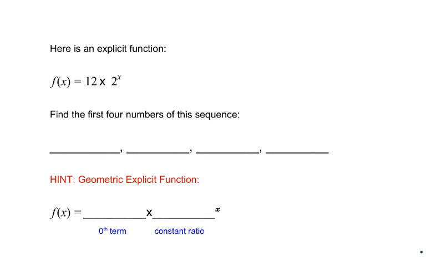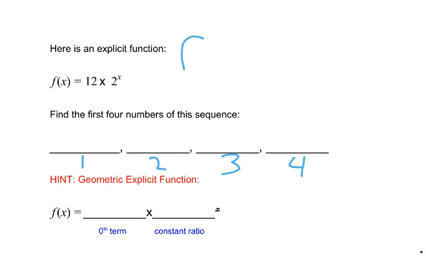When given an explicit function and asked to find the first four numbers of the sequence, there are two different ways that you can go about doing this problem. The first is to remember that this is my first term, this is my second term, this is my third term, and this is my fourth term.